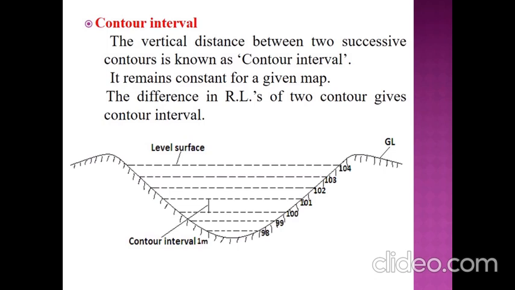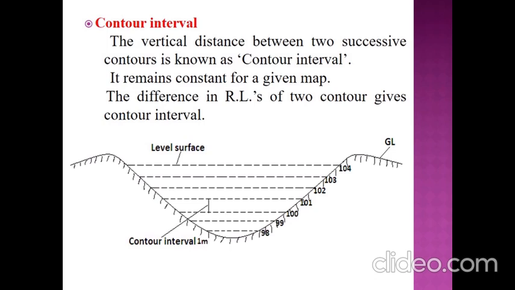The smaller the contour interval, the more precisely the terrain relief is delineated on the plane. So the contour interval depends on the following factors. Basically, about 5 factors are there: number 1, scale of the map, then purpose of the map, then nature of country, time, and funds. So let us start with the first, which is the scale of map.